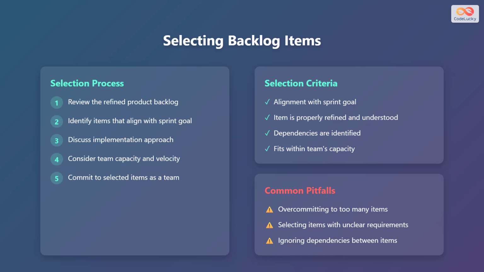When selecting items, consider the following criteria: alignment with the sprint goal. The item is properly refined and understood. Dependencies are identified and it fits within the team's capacity. Here are some common pitfalls to avoid: overcommitting to too many items, selecting items with unclear requirements, and ignoring dependencies between items.